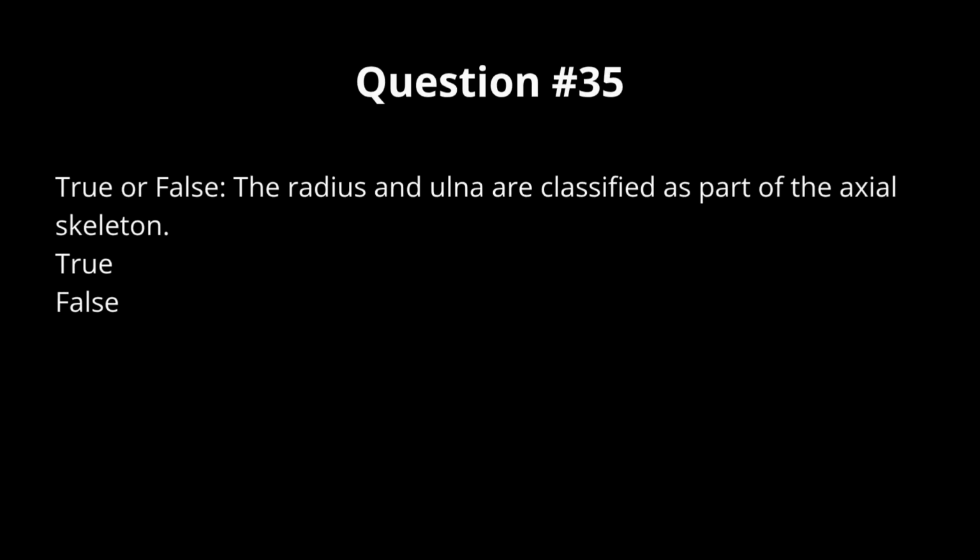Question number 35. True or false? The radius and ulna are classified as part of the axial skeleton. The correct answer is false. These forearm bones are part of the appendicular skeleton, which facilitates movement.